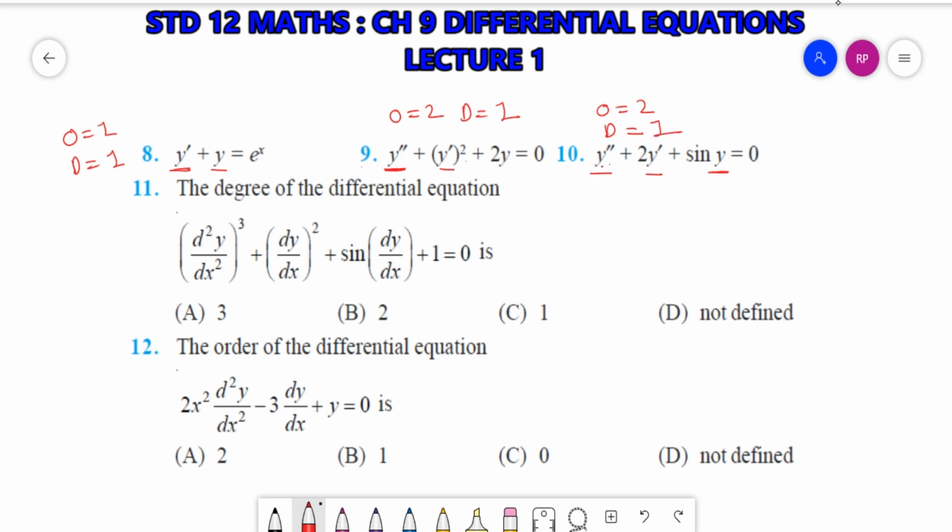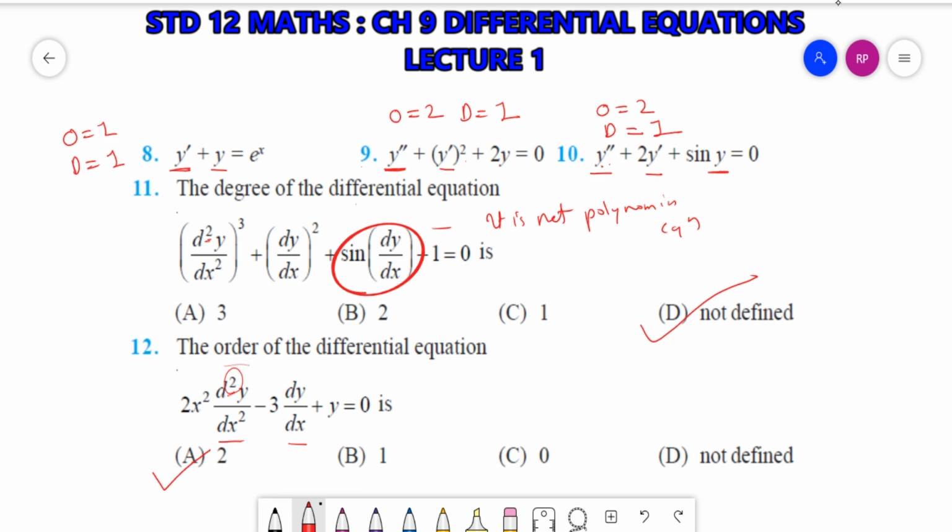1. Okay? MCQ 11, the degree of the differential equation. Now see, due to this sine dy by dx, it is not polynomial equation. So degree not defined. If the question was order, then it would be 2. But if it is degree, so not defined. And in 12th, the order of the equation. So this is d square and d. So this differentiate twice. So order is 2.